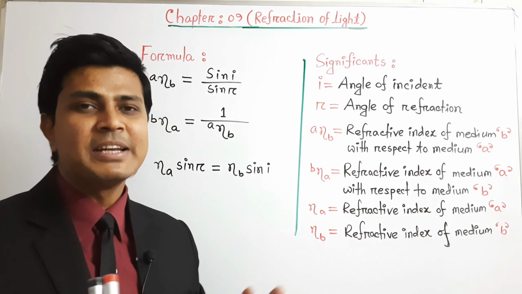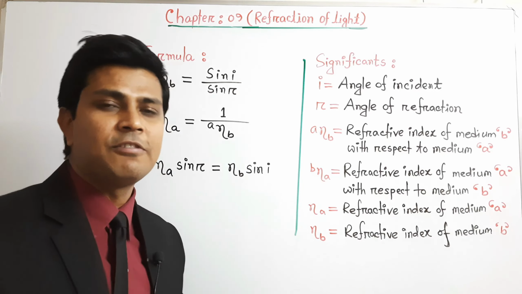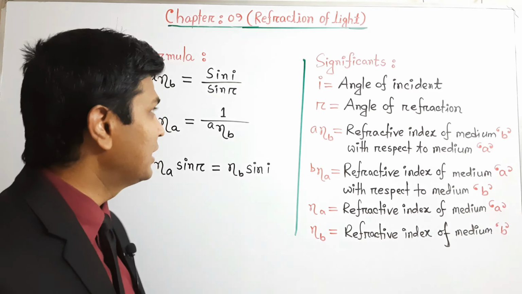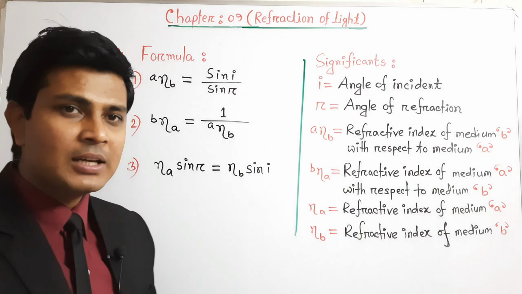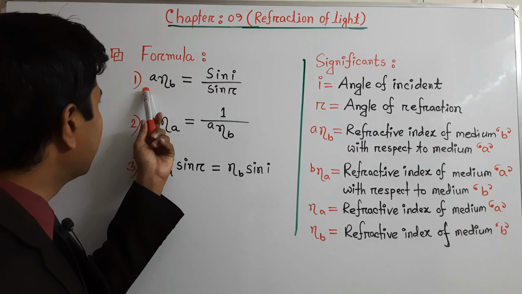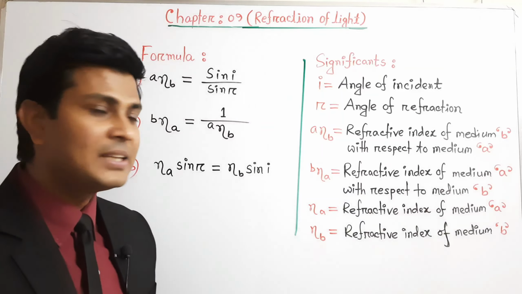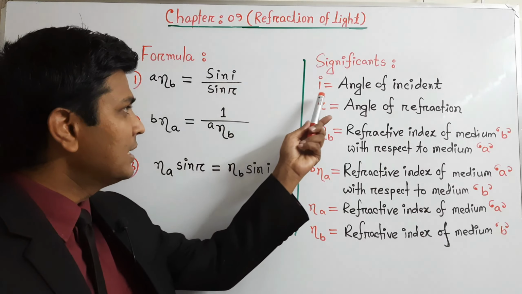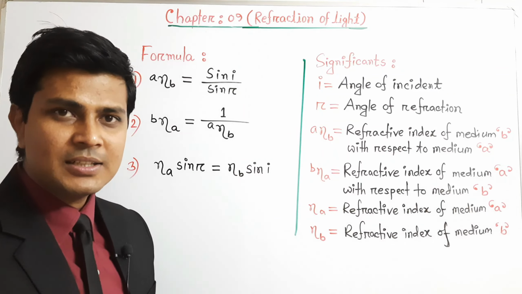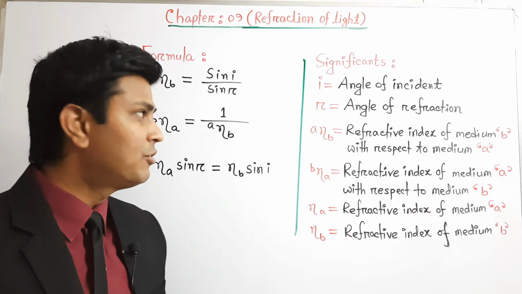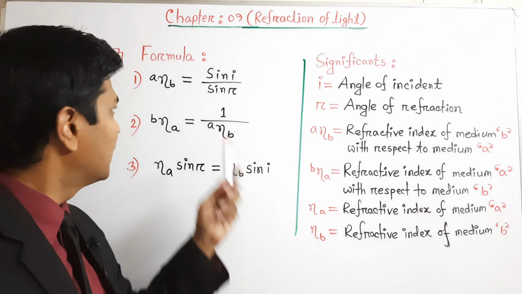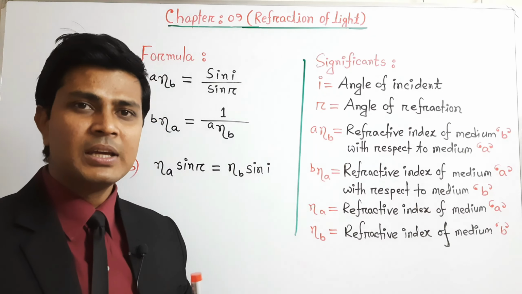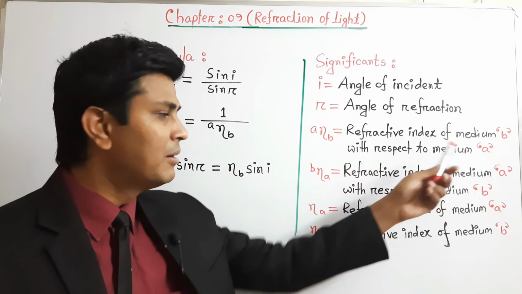Before starting the mathematical problem, let's have a look at all the formulas related to today's topic that I have discussed in today's class. The first formula is AηB equals sin I divided by sin R. Here I is the angle of incidence and R is the angle of refraction, and AηB is the refractive index of B with respect to medium A.